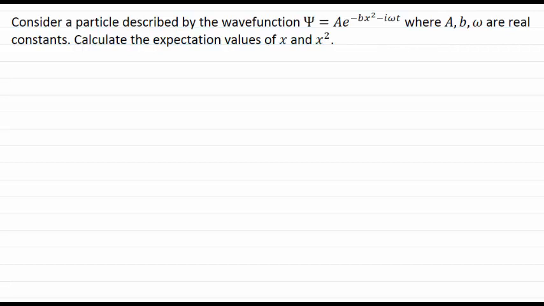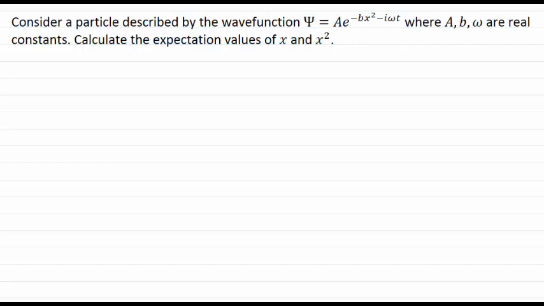In this PhysCast, we're going to calculate some expectation values based upon a particular wave function. In this case, we're going to be looking at the expectation value of position, x, and the square of position, x squared, for this wave function here, basically a Gaussian wave function.